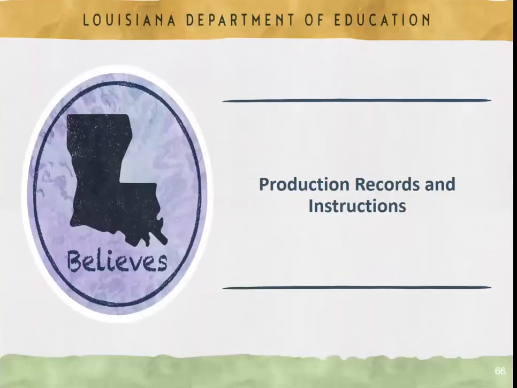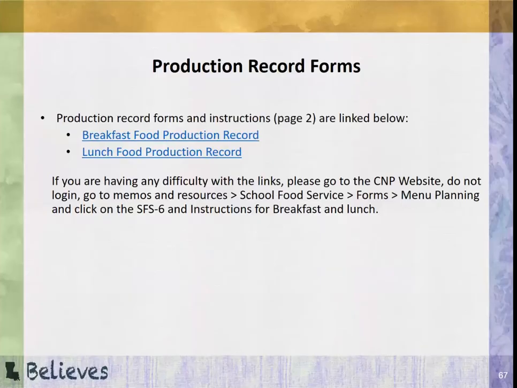For the final section of this training, the following slides cover how to access production record forms and instructions on how to complete them. Production record forms and instructions on the second page are linked on this slide. If you are having any difficulty with the links, please go to the CMP website under Memos and Resources, School Food Service Forms, and Menu Planning. There you will see a section with SFS 6 and instructions for breakfast and lunch.